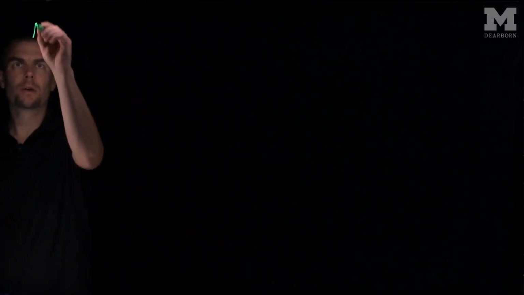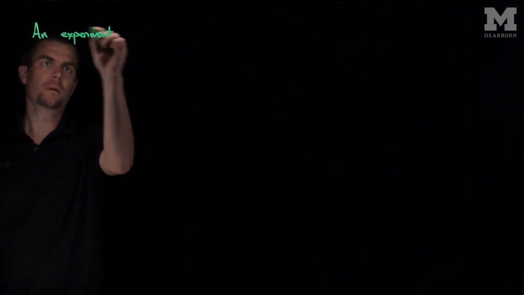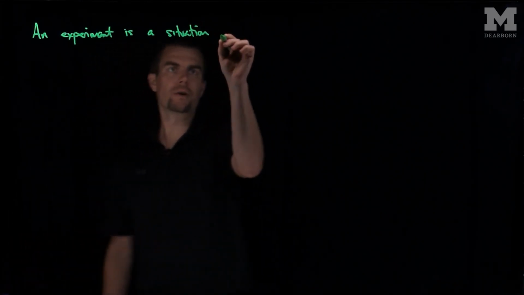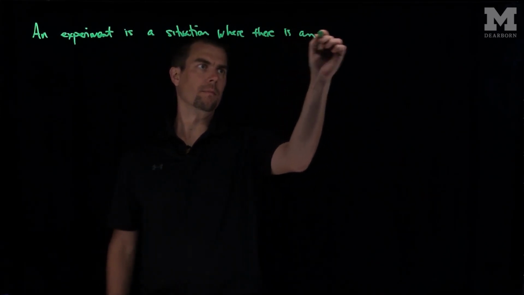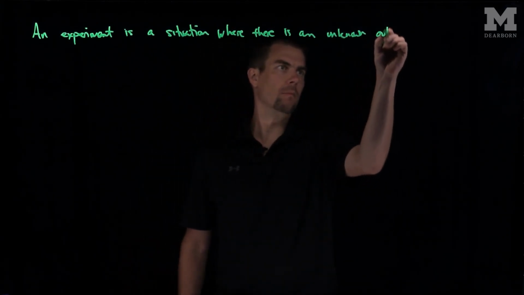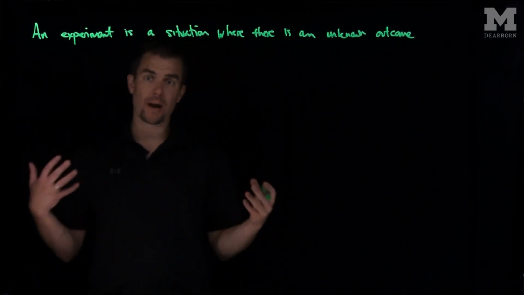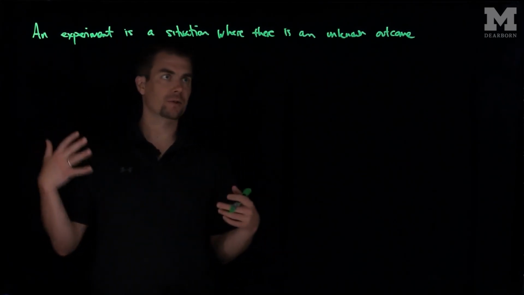Hello students, in this video we'll discuss experiments, outcomes, and sample spaces. An experiment is a situation where there's an unknown outcome. We can combine two substances together and see what happens, and it might be uncertain what the substance that outputs becomes. So an experiment is a situation where the outcome is unknown.